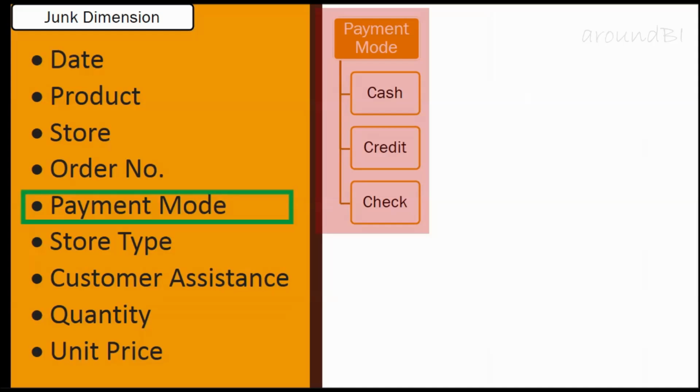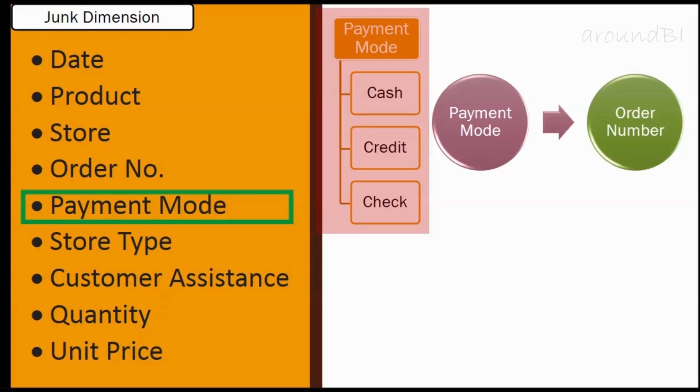Payment mode. It tells what the method of payment was, whether it was cash, credit or check. We have three distinct values of payment mode. If we notice closely, we can say that the payment mode is always associated with the order number, because each line number will have a payment mode. And the same is the case with the other two attributes.